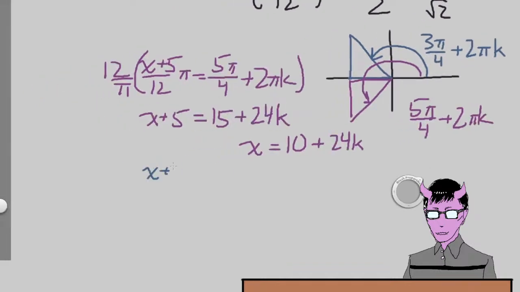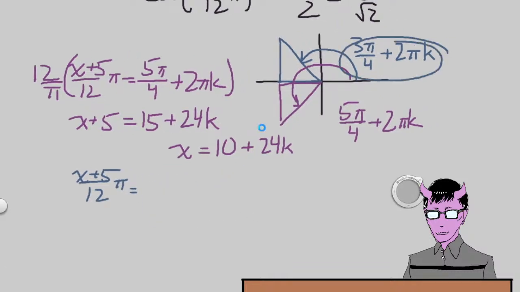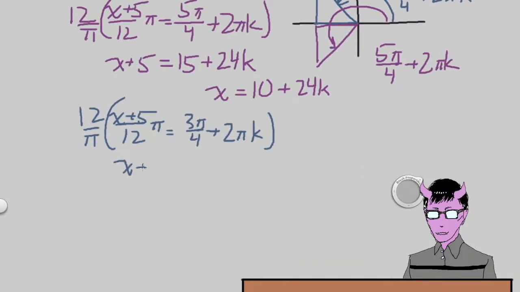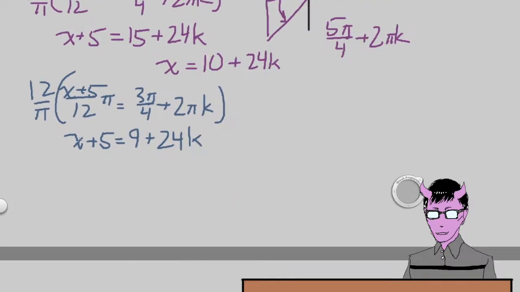So we have x plus 5 over 12 with the pi on the side is equal to that nastiness. So 3 pi over 4 plus 2 pi k. Same manipulation, steal that work. So 12 over pi, leaving with just x plus 5. And then partial cancels 3. 3 times 3 is 9. Pi clears. 12 times 2 is 24. Don't forget the k. We have minus 5 minus 5, so therefore x is equal to 4 plus 24k.